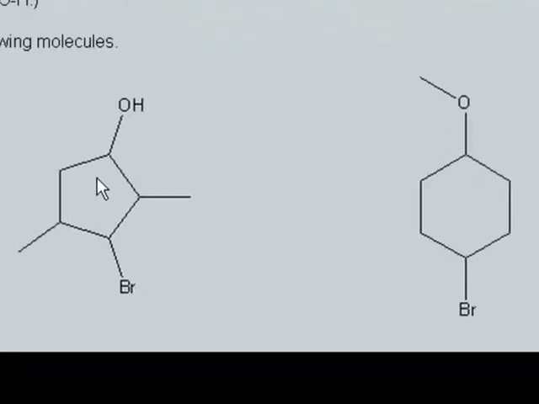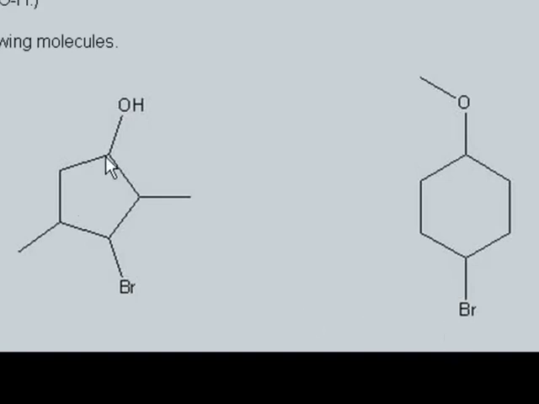The molecule on the left has 1, 2, 3, 4, 5 carbons in the ring, and one out here, so that's 6 and 7, so the total of 7 carbons. The molecule on the right has 6 carbons in the ring and one out here, so that's 7. One oxygen, one oxygen, one bromine, one bromine.